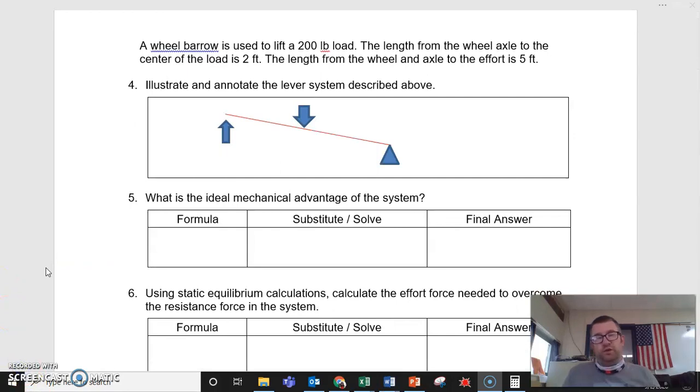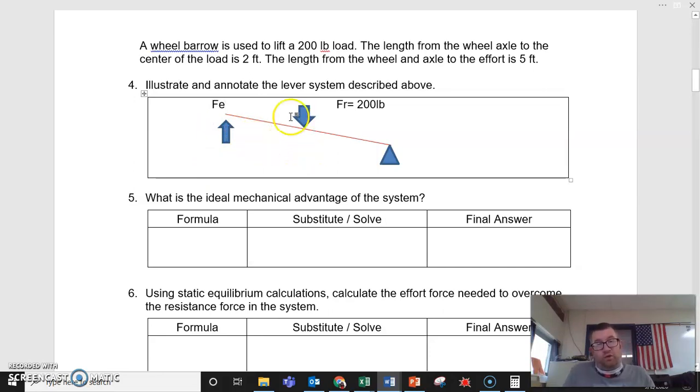So we have our next situation set up with a wheelbarrow. Now, a wheelbarrow is an example of a second-class lever. With the second-class lever, you have a fulcrum at one end, you have the resistance force or the load in the middle, and you have the effort force over here at the very end. So now let's plug in what we know. A 200-pound load is going to be our resistance force. So that's FR, and that equals 200 pounds. Our effort force, FE, is over here.